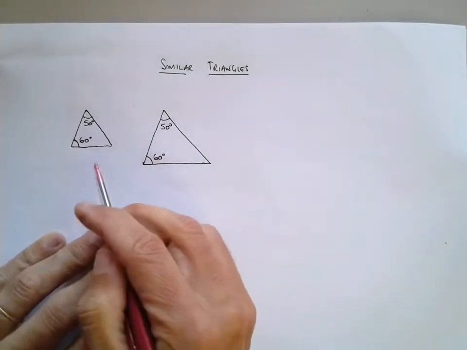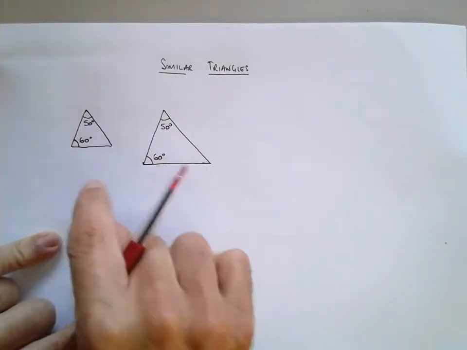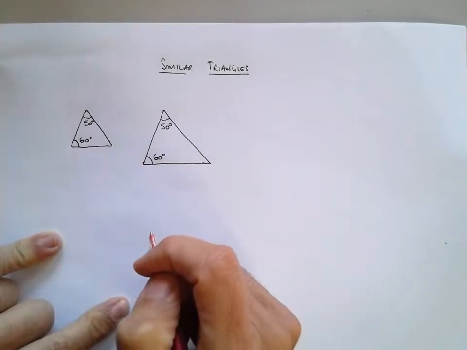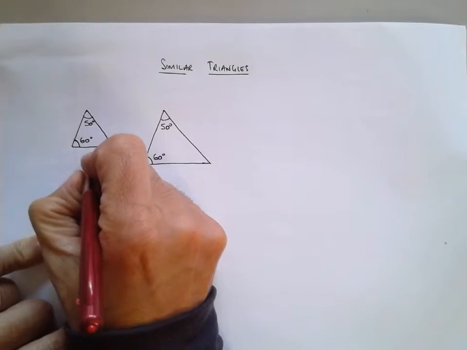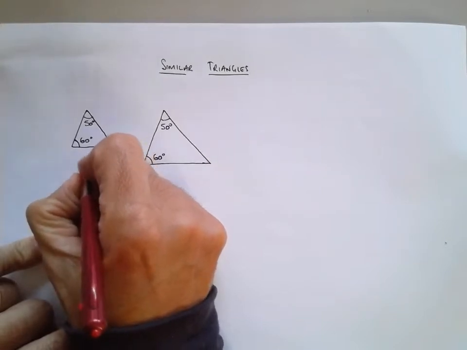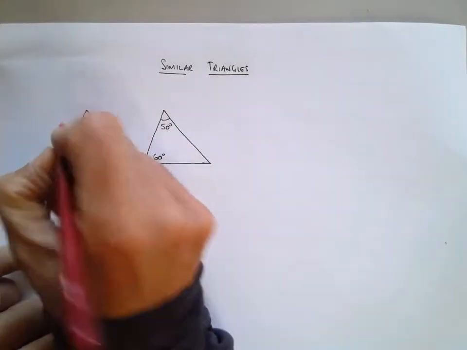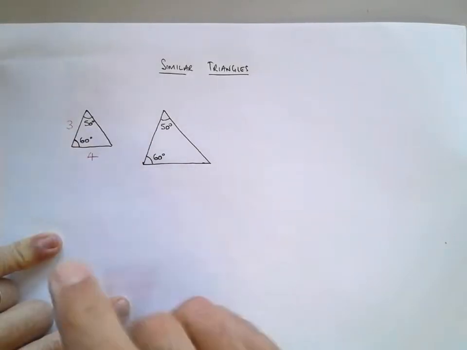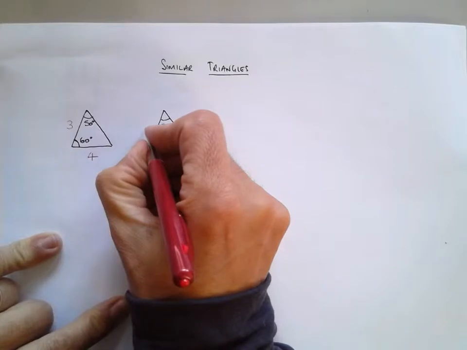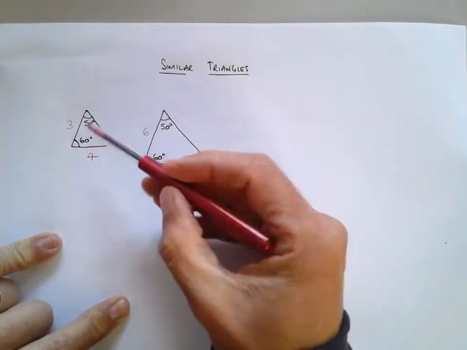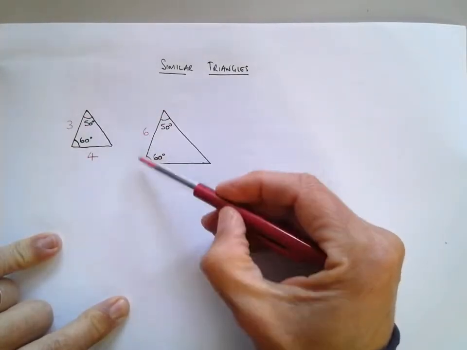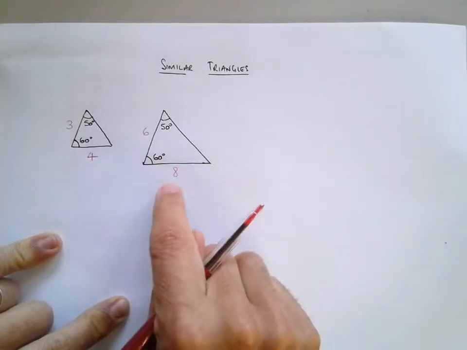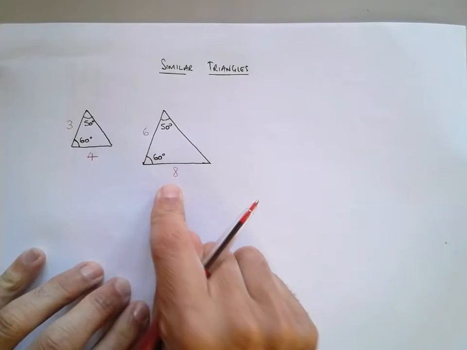When two triangles are similar, one's just a bigger copy of the other, and the ratio of the sides stays the same. So if, for instance, in this triangle this side was 4 and this side here was 3, when I make a bigger copy, if this side is 6, the side from 3 is growing to 6, the side from 4 must grow to 8. So the ratio of those sides stays the same.